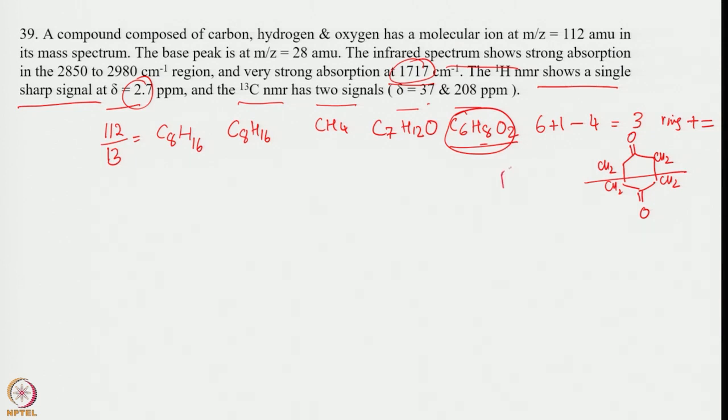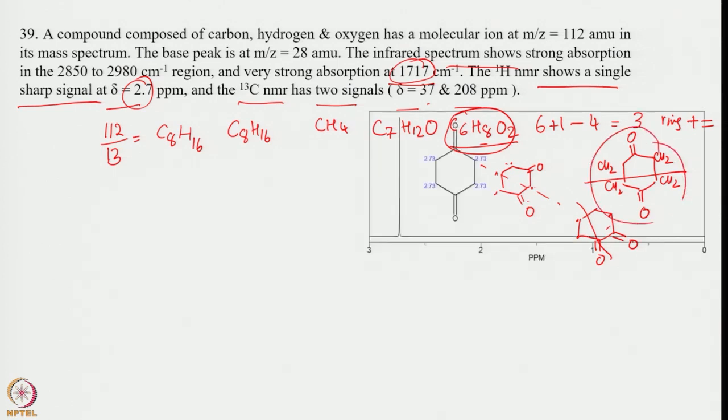Any other possibility? Something like this. Then also it is symmetric, but what happens here is that one is there and these two are on this, so they are all different, and we get 1, 2, 3 signals in 1H NMR. And another possibility is this one. If you do it like this, this one and this one are identical and we get two types of signals here. So that means these two are not possible, this one is possible here, and probably the structure is something like this.